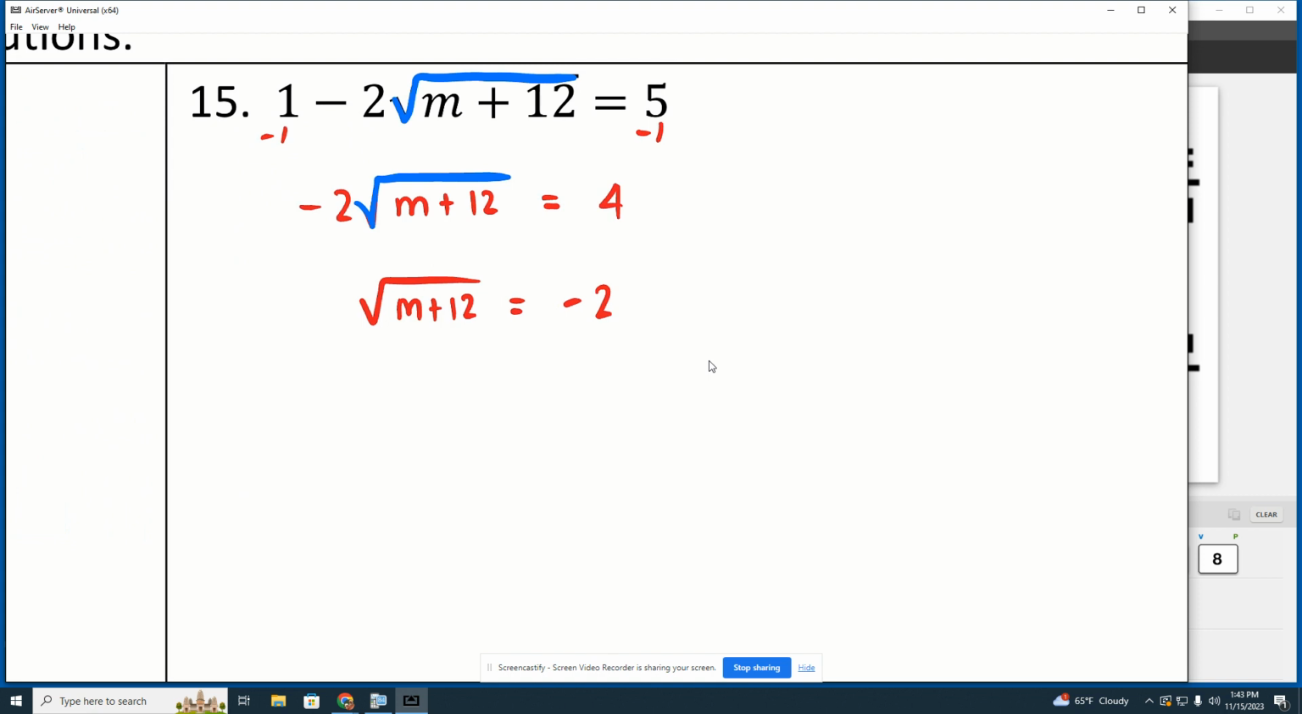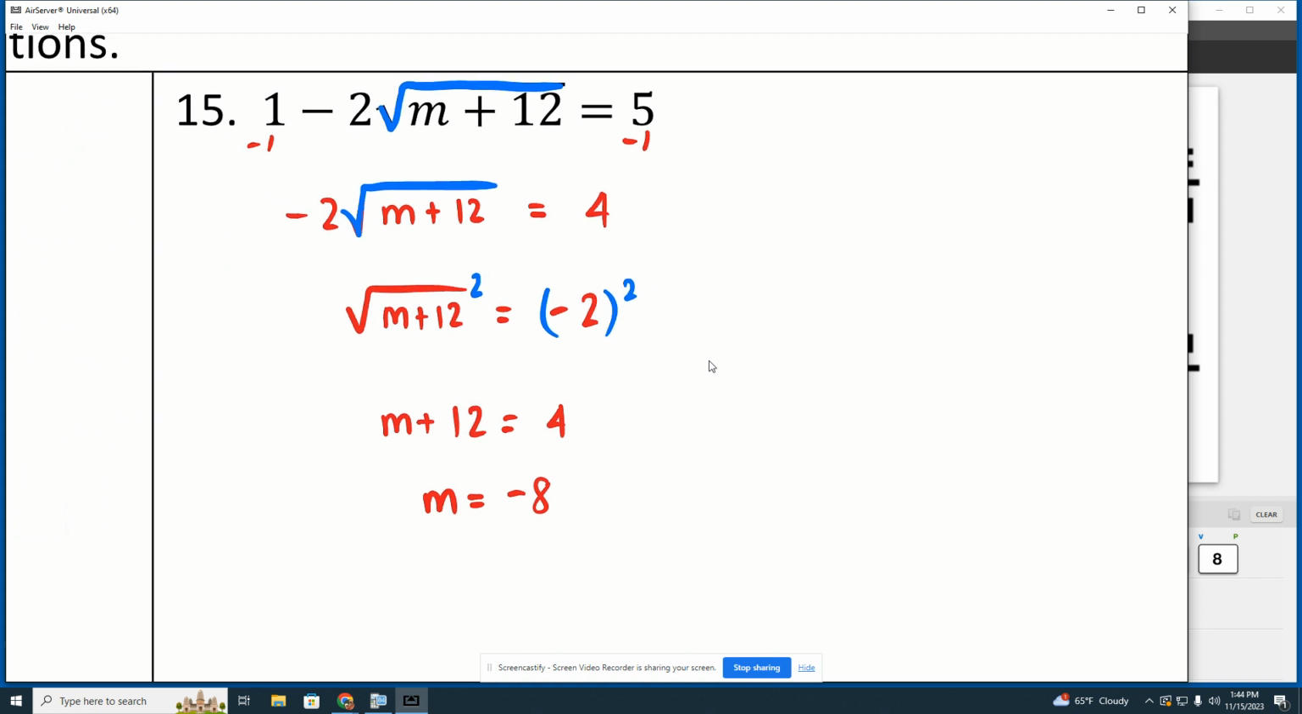Now we're going to solve this, and again, we do so by raising both sides to the power of the root. So we're going to square both sides. On the left, m plus 12 pops out, and negative 2 times negative 2 is positive 4. So my last step is to simply subtract 12, and 4 minus 12 is negative 8.